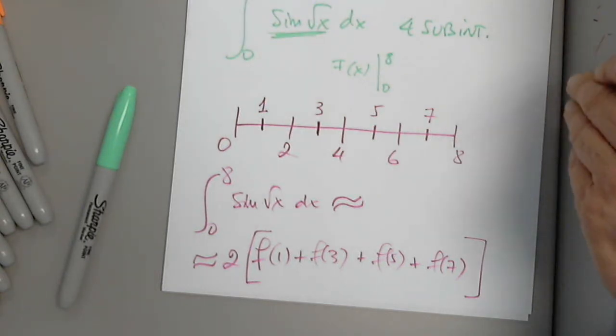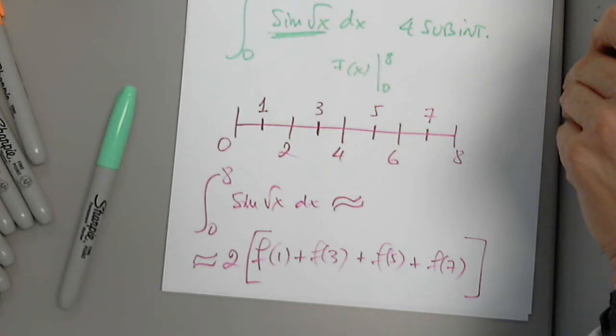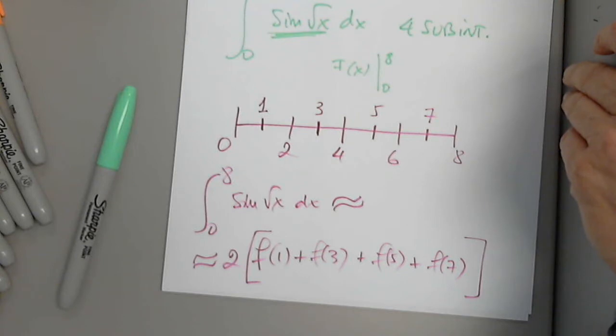Let's try again. So go to stat, edit, and list L1. 1, 3, 5, and 7. In list L2, at the very name of the list, we have 2 multiplied by sine the square root of list L1. Close the parenthesis outside.